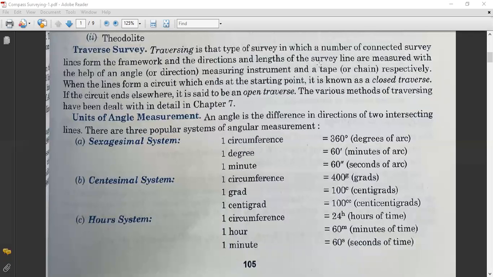In the sexagesimal system, degrees, minutes and seconds. So in compass surveying, we will be using the sexagesimal system, where the angles or directions of the survey lines will be measured in terms of degrees, minutes and seconds.